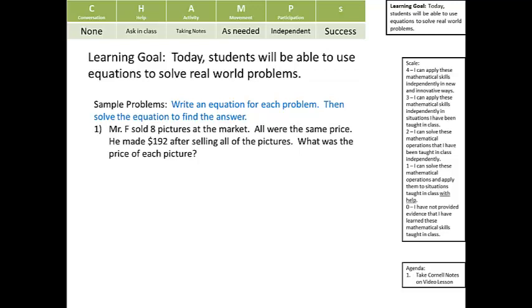Alright, so let's look at the information that's in this problem. First of all, it says that Mr. F sold 8 pictures, so we know that 8 is going to come into it. That's going to tell us the number of pictures. We also know that all of the pictures were the same price, and that the total amount of money that was made was 192. The key here is, since all of the pictures are the same price, we can use the operation of multiplication to solve this equation.